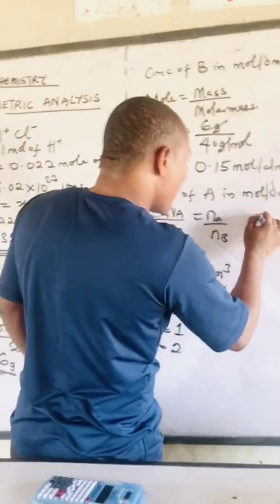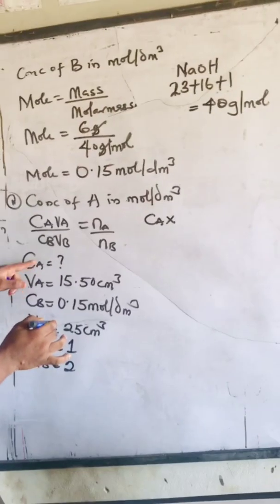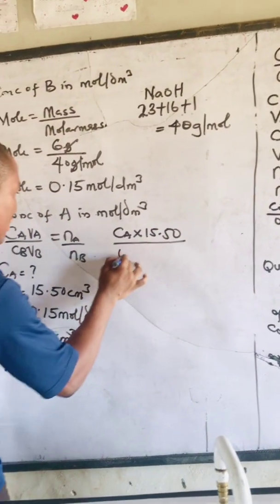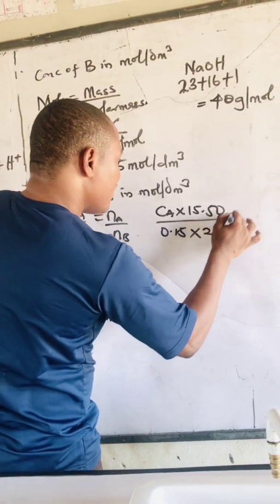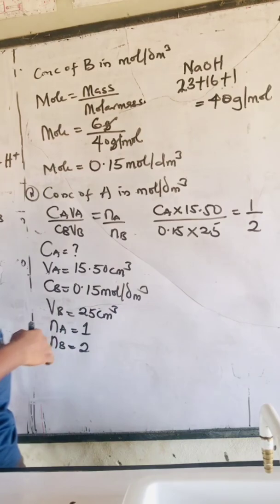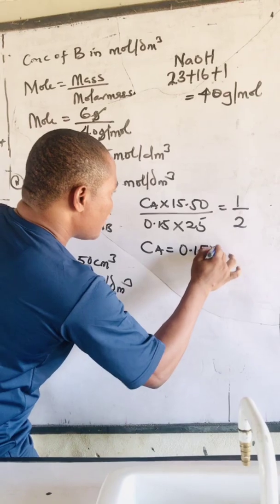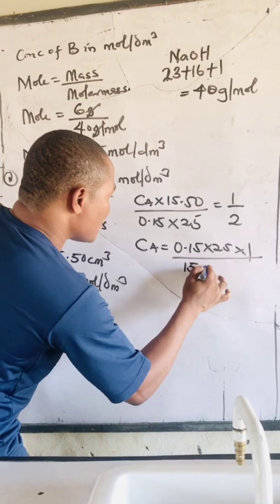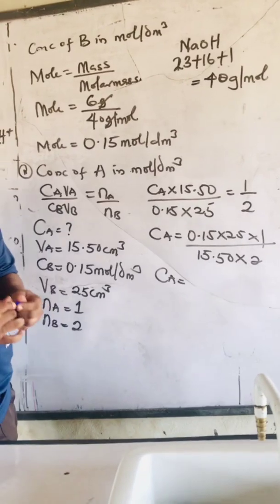So from there we look for our Ca now. Ca times Va, 15.50, over Cb, 0.15, times Vb, 25, equals Na over Nb, that's number of moles of acid over base, which is 1/2. So from there we have our Ca to be 0.15 times 25 times 1 over 15.50 times 2.